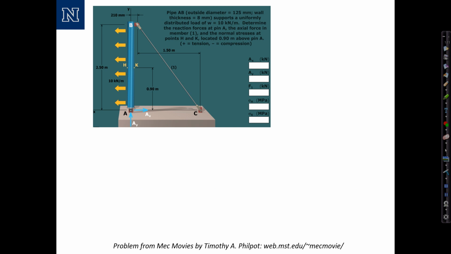Here's an example that comes from the Mech Movies by Timothy Philpott, with the website as indicated. The problem statement reads: pipe AB, which has an outside diameter of 125 millimeters and wall thickness of 8 millimeters, supports a uniformly distributed load of 10 kilonewtons per meter. We're asked to determine the reaction forces at A, the axial force in member 1, and the normal stresses at points H and K, located 0.9 meters above pin A.